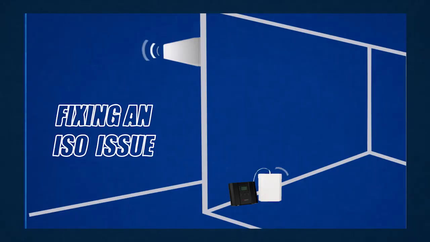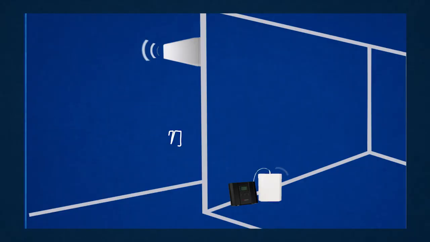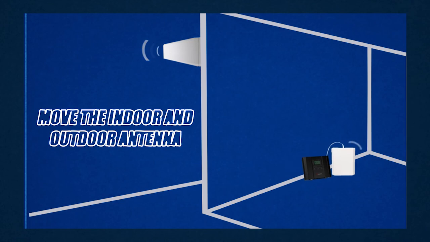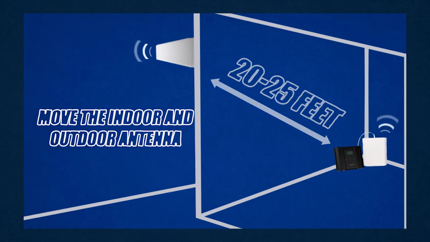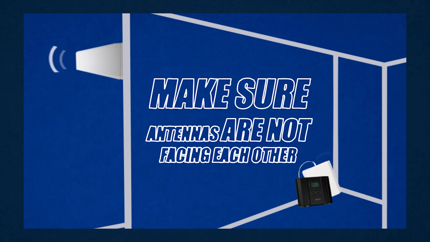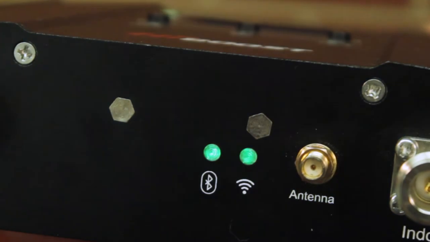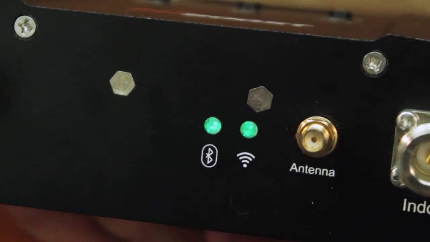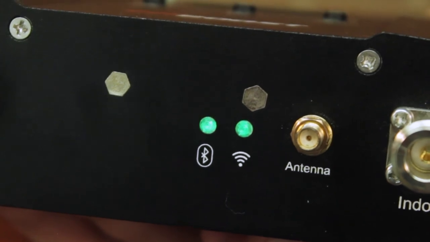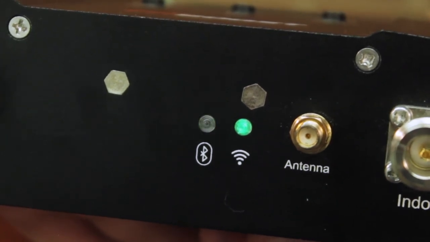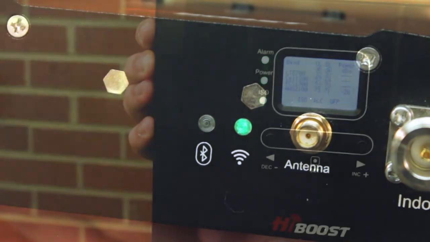The two most common solutions to fixing an ISO issue include moving your indoor and outdoor antenna further apart. We recommend at least 20 to 25 feet. Or making sure that they are not facing each other. Newer HiBoost signal boosters have the SmartLink functionality, allowing users to remotely monitor their devices over Bluetooth and Wi-Fi. The device is working properly when these show green.